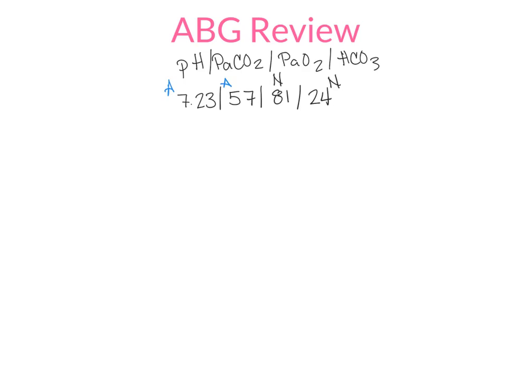Because the body hasn't compensated, you can see the pH is acidotic, and so is the CO2, but the metabolic status is still normal. So the body hasn't had a chance to compensate. That would make it acute because the body hasn't worked to change anything. So it's acute. And acute is also known as uncompensated.